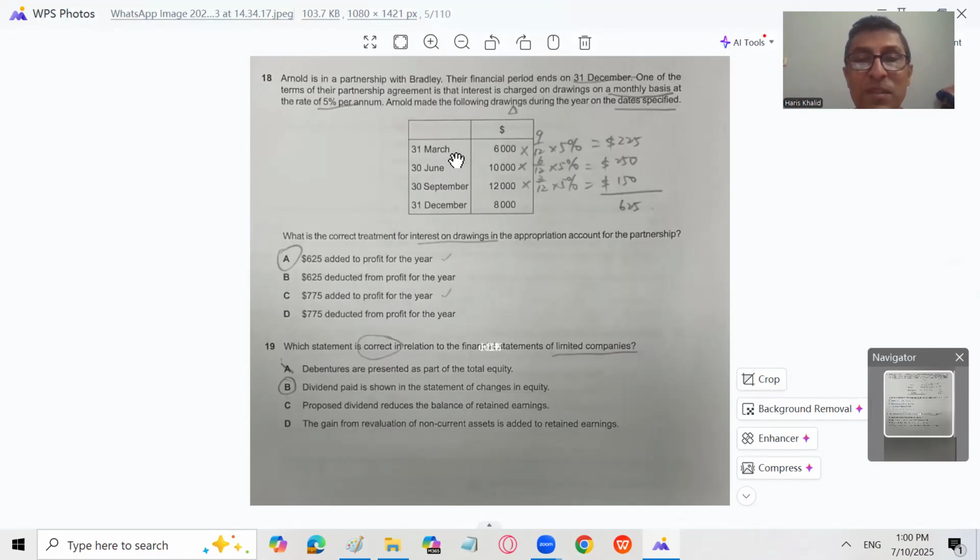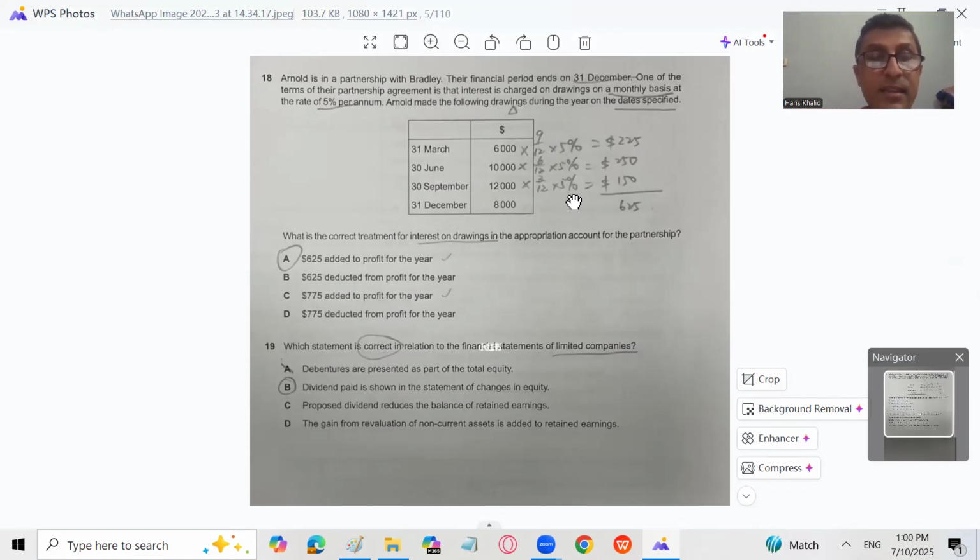So why should he be liable for interest on drawings, which is income for the business? It will be added in profit for the year and appropriation, and it comes on the debit side of the current account. So 6,000 into 5% into 9/12. April, May, June, July, August, September, October, November, December. Then on 30th June, he made drawings. We have to charge interest on drawings for 6 months, 5% into 6/12. Then 30th September, October, November, December, that is also 5% into 3/12. And whatever drawings he made on 31st December, there will be no interest on that.